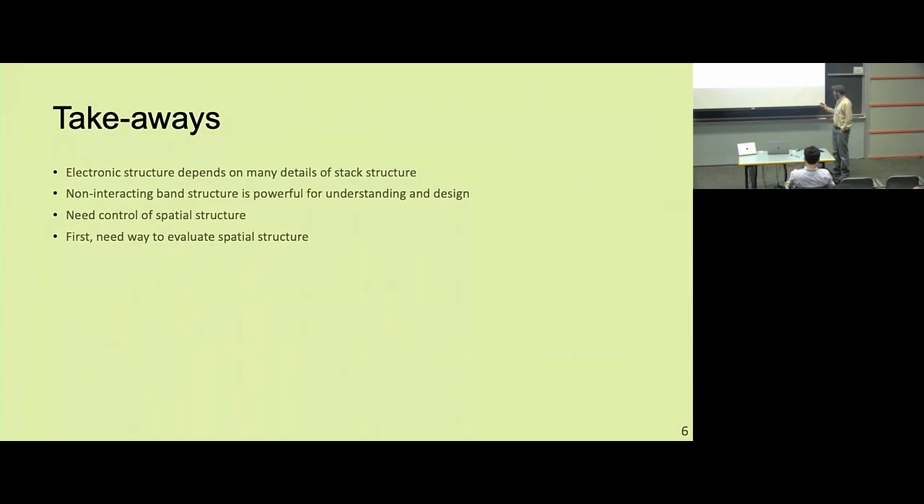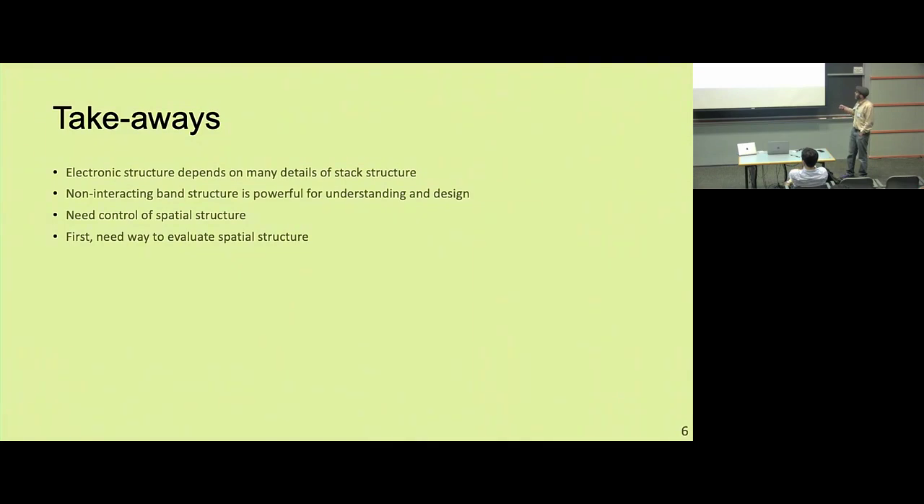Let me just tell you where I'm going to be going with the talk. As we've seen, the electronic structure depends on lots of details of the stack structure, and I'll go through what some of those are. It can be really powerful to be able to do Bistritzer-MacDonald style calculations. I'm still stunned that their calculation more than a decade ago was able to say not only that there should be a magic angle in twisted bilayer graphene, but pretty quantitatively what it would be, and it continues to be very informative.